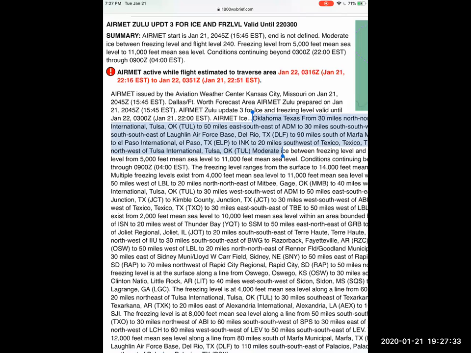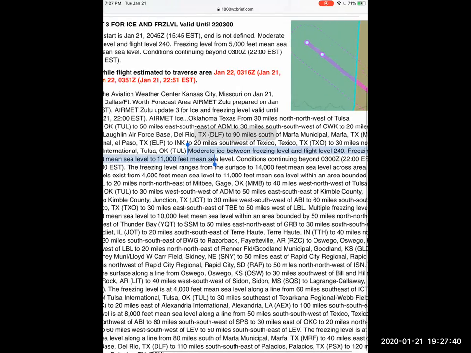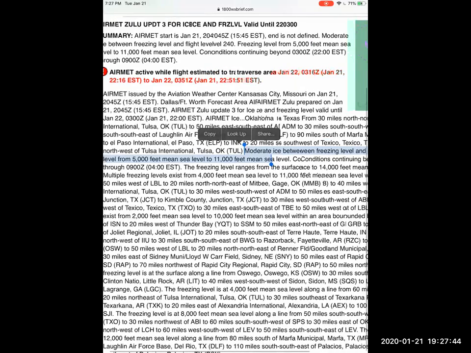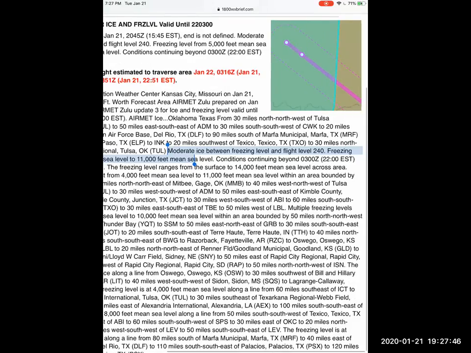The first group, they give you the boundary, and then they give you the conditions once again. So moderate icing between the freezing level and flight level 240. And again, the freezing level ranges between 5 and 11,000 feet with the conditions continuing beyond 0300 Zulu through 0900 Zulu.